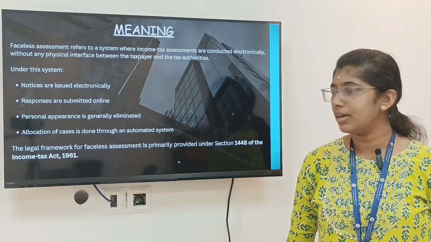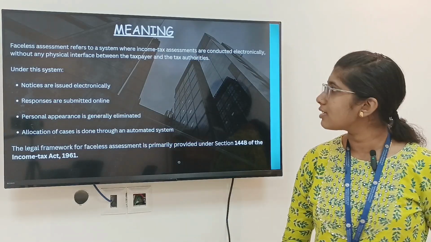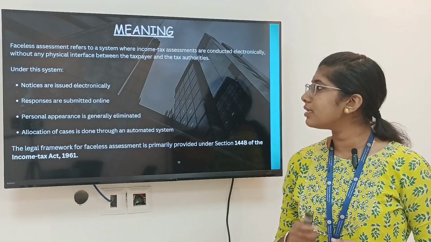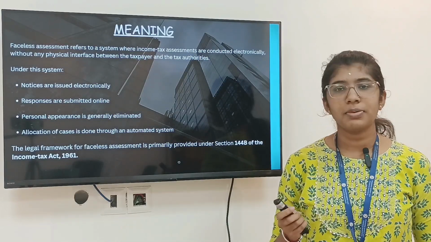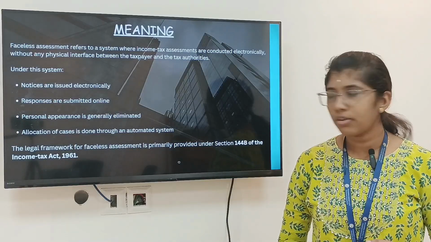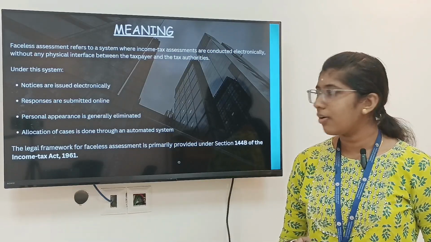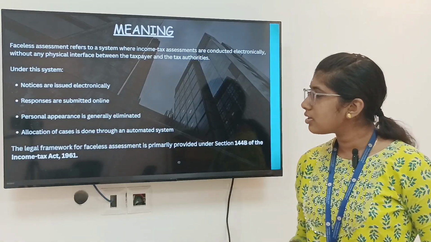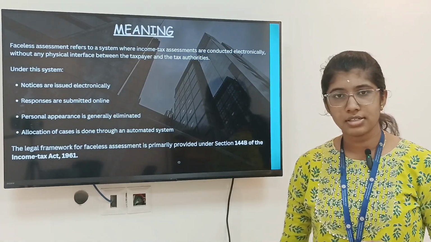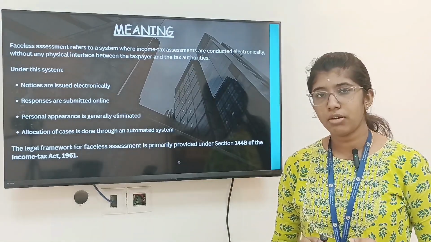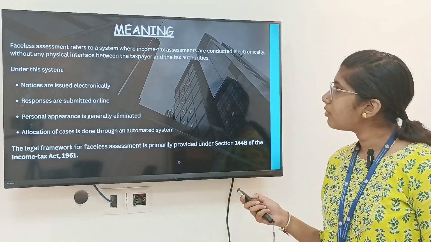What is faceless assessment? Faceless assessment refers to the system where income tax assessments are conducted electronically without any physical interface between the taxpayer and the authorities. Under this system, notices are issued electronically, responses are submitted online, physical appearance is generally eliminated, and allocation of cases is done through an automated system. The provision for faceless assessment is Section 144B of the Income Tax Act.